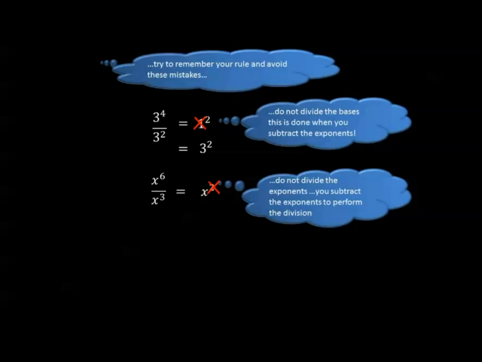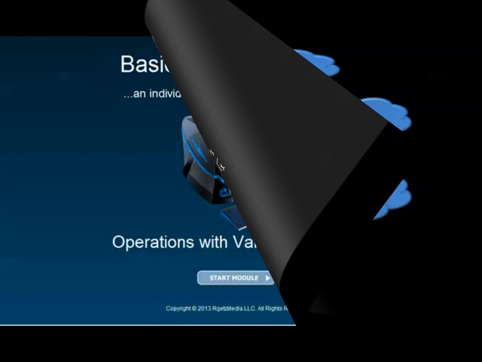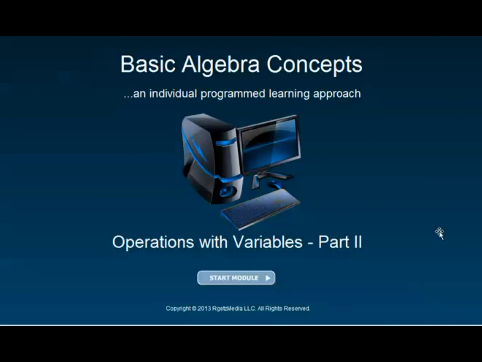The correct division here would be to say that x to the 6th over x to the 3rd is equal to x to the third power. Operations with variables, Part 2.